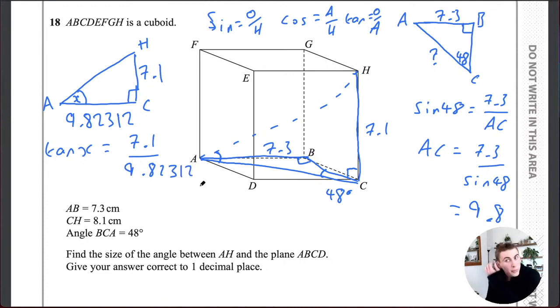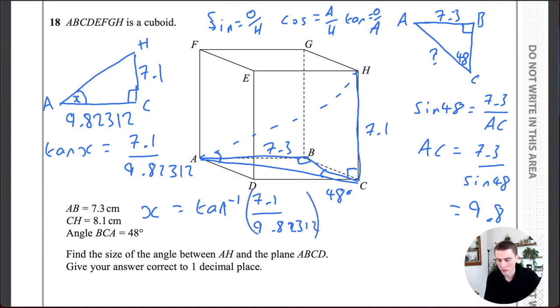And remember, when you want to find an angle, I'll rewrite it, to find x, I'm basically going to do tan to the minus 1. Remember, I have to press the shift tan button on the calculator. So tan to the minus 1 of 7.1 over 9.82. Just be careful when you put this in because it's quite easy to get messed up. Make sure you put your brackets and stuff.